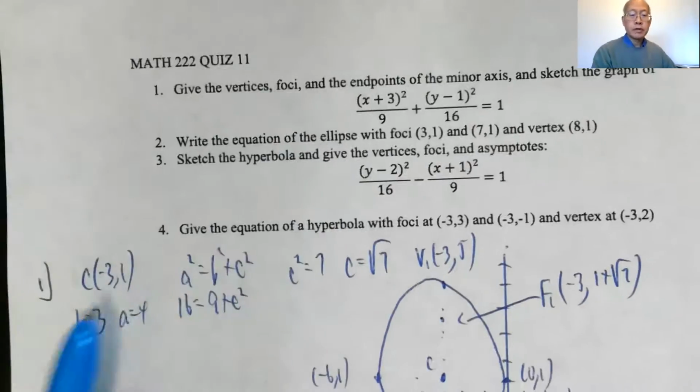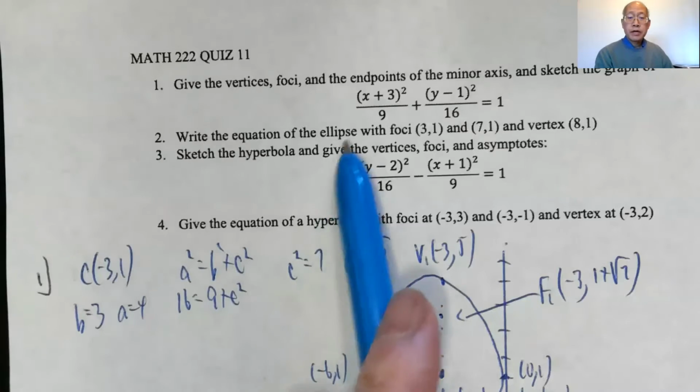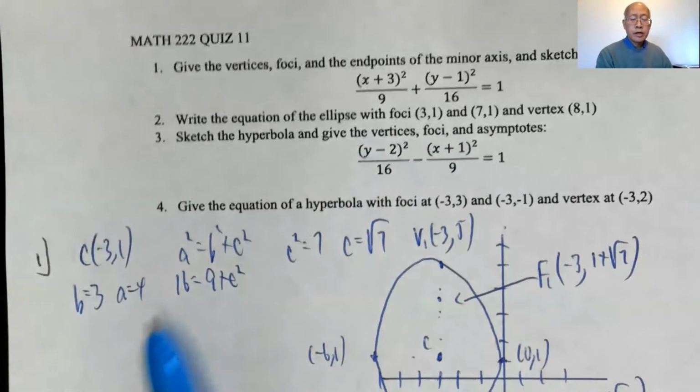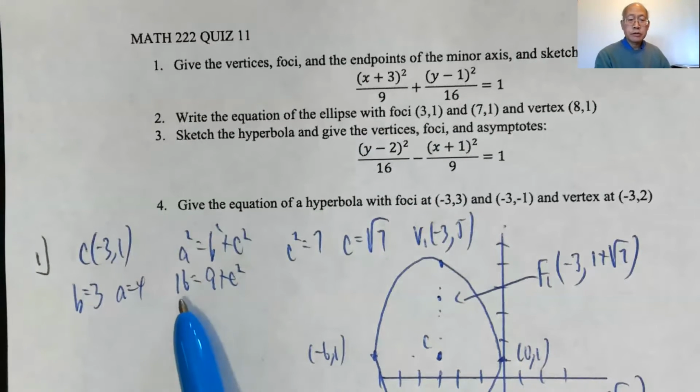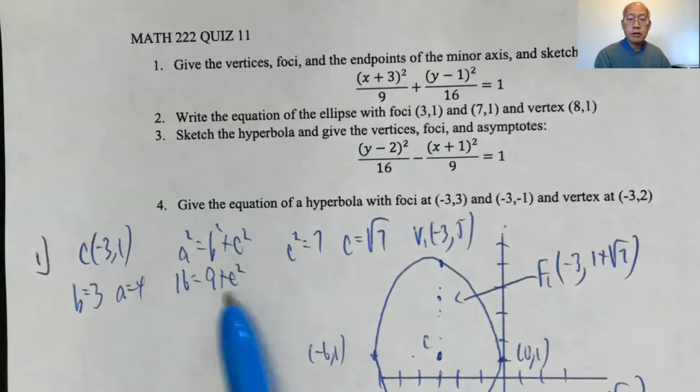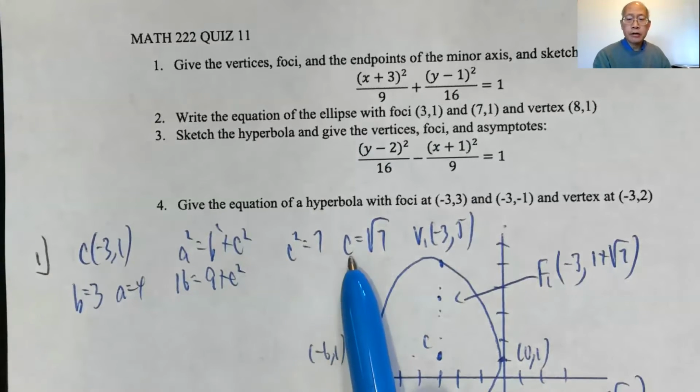These are solutions to Math 222 quiz 11. So number 1, the center is (-3, 1). B is 3, A is 4. A squared equals B squared plus C squared. So 16 equals 9 plus C squared. C squared is 7. C is radical 7.